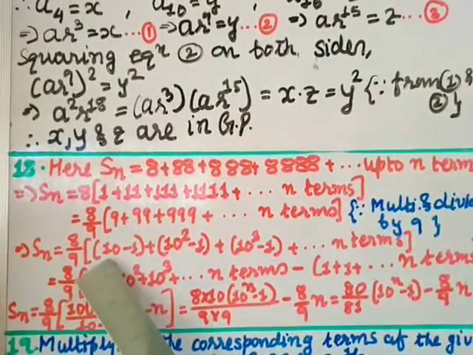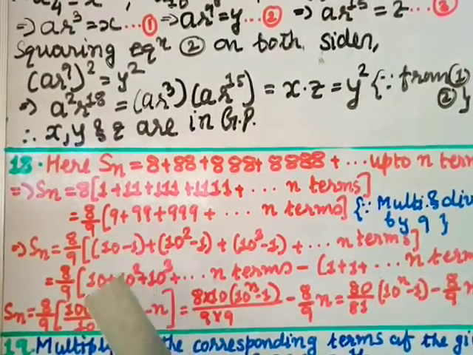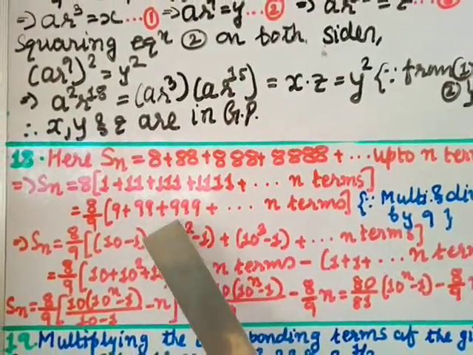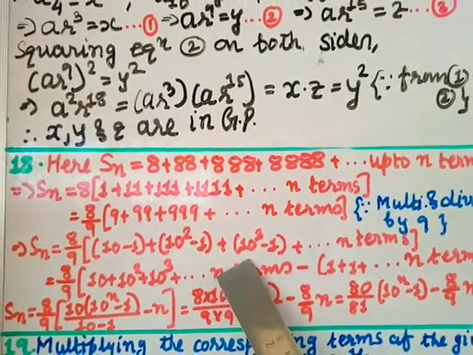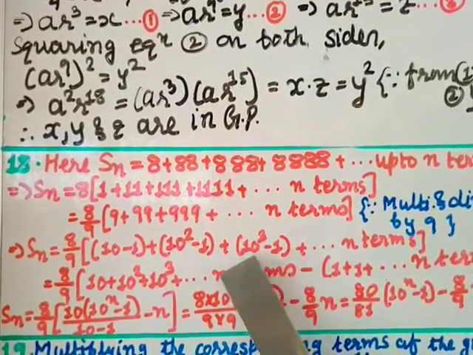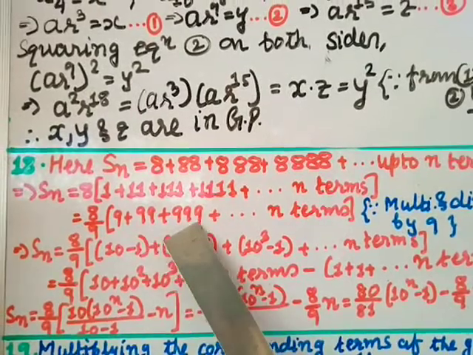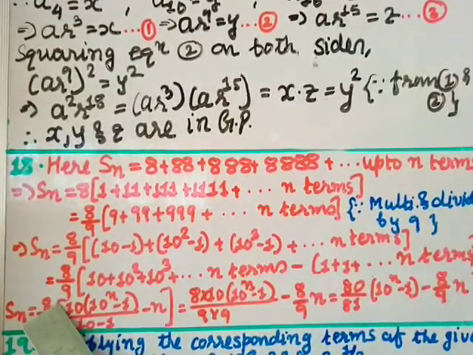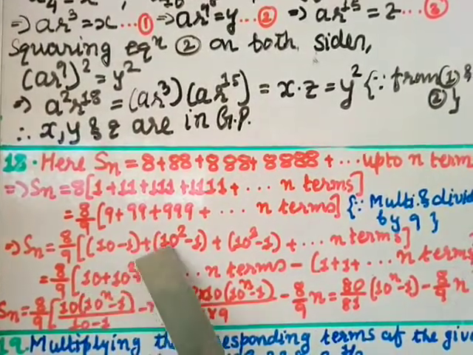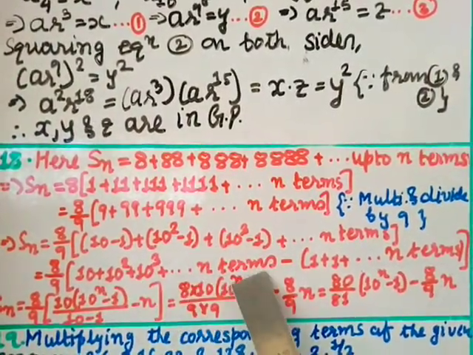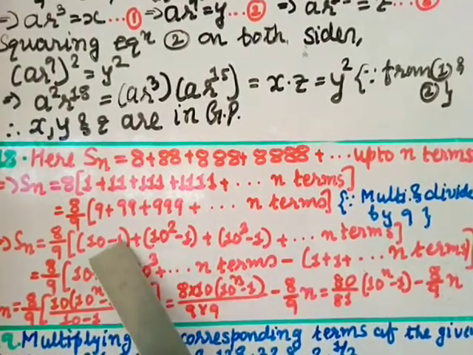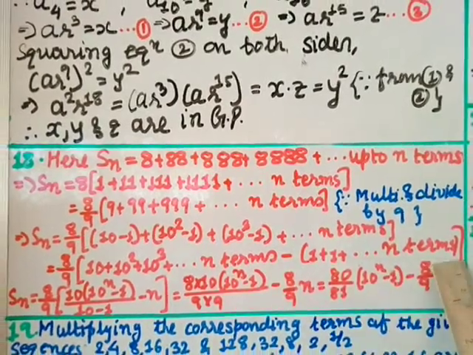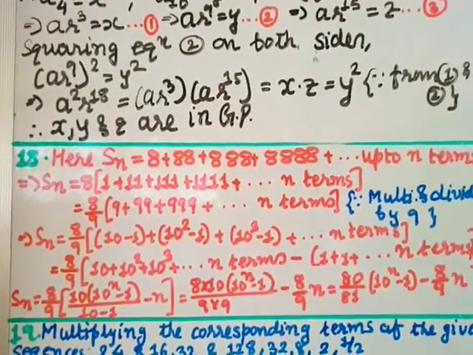Now this 9 can be written as 10 minus 1, plus 99 can be written as 10 square minus 1, where 10 square is 100 minus 1 is 99, plus this 999 can be written as 10 cube minus 1, where 10 cube is 1000 minus 1 is 999, and so on up to n terms. 8 by 9 stays as it is. Now this is 10 plus 10 square plus 10 cube plus up to n terms, minus, since all these terms are minus, I am taking minus common, here remains 1 plus 1 up to n terms. So this sum total will be n into 1, which gives n.